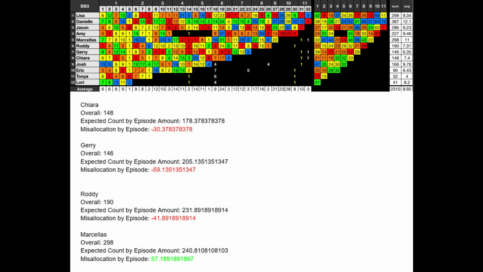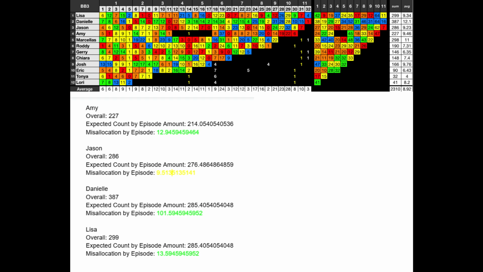Speaking of that, Marcellus has an overall diary room amount of 298, meaning that he has over 100 more diary rooms than Roddy, despite only lasting an episode longer than him. And due to this, Marcellus's expected count by episode amount is 240. His misallocation by episode is 57.18, meaning that he has 57 diary rooms more than he should have if this was going to be evenly distributed, meaning that he is very over edited.